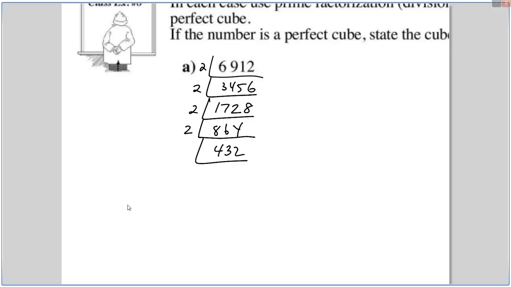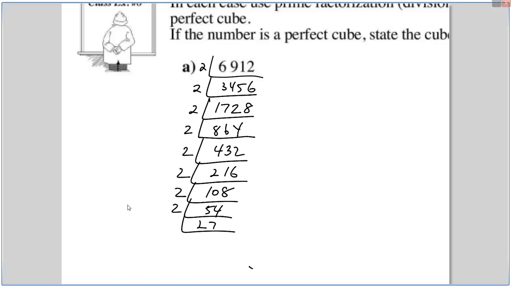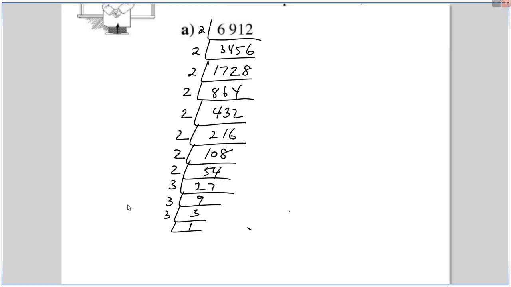That's class example 8. Oh, keep dividing by 2 here. It will eventually. Okay, 27, we have to switch gears. 2 is not going to work anymore. Now we can work with 3. Then you get 9, do 3 again. Then you get 3 again, do 3 again, then you get 1. So we have all the primes out to the left.